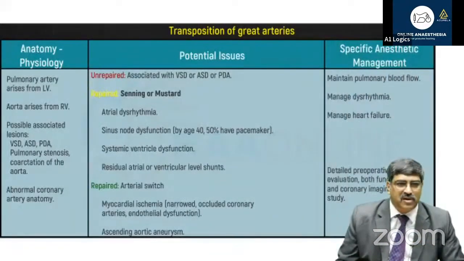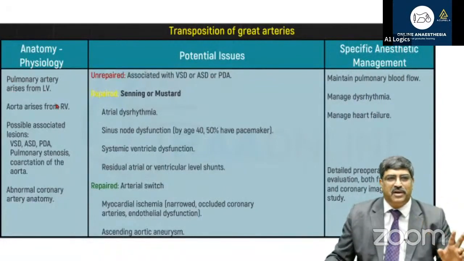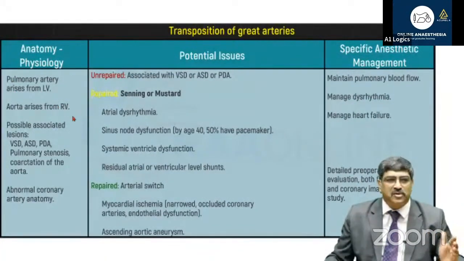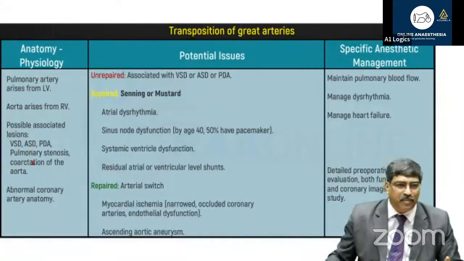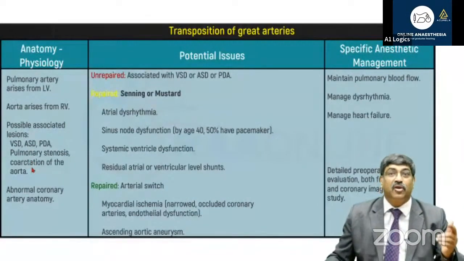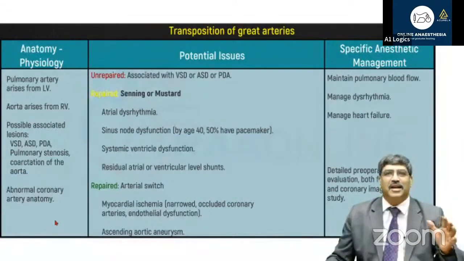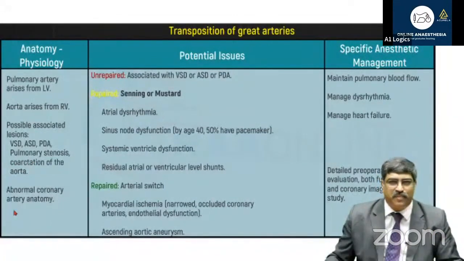Now, coming to the physiology. Here, the pulmonary artery arises from the left ventricle, aorta arises from the right ventricle. It is going to be associated with a variety of lesions. You need some left to right shunt for the survival to happen. It can be associated with right ventricular obstruction like pulmonary stenosis or a left ventricular obstruction like coarctation of aorta, and there can be an abnormal coronary artery anatomy also.